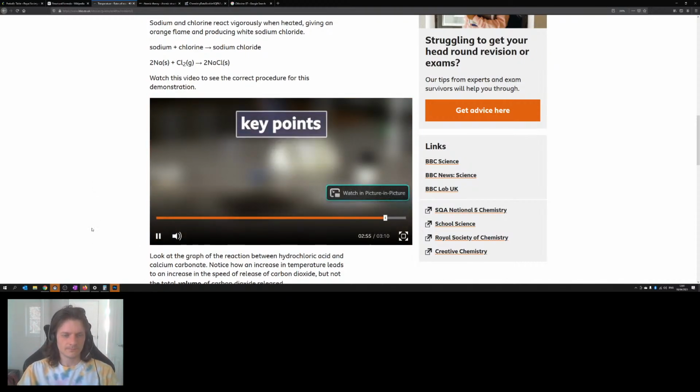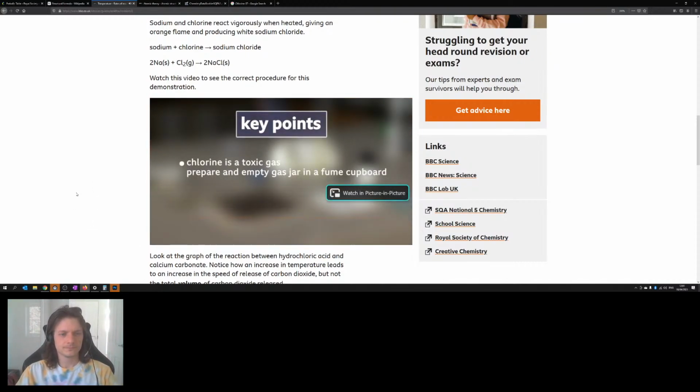Key points. Chlorine is a toxic gas, so prepare and empty the gas jar in a fume cupboard. Sodium is highly reactive, so only a small piece should be used.